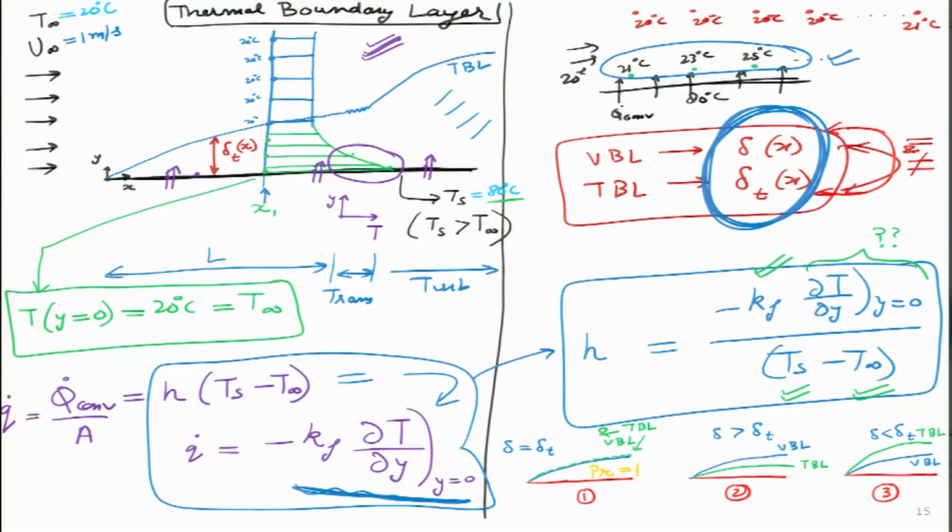If nu is equal to alpha, then Prandtl number is 1. That means both boundary layers have to be equal. That is why the green and the blue one are right on top of one another. Let us look at case 2.